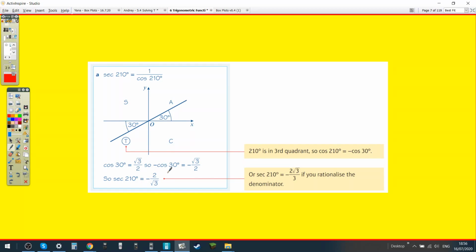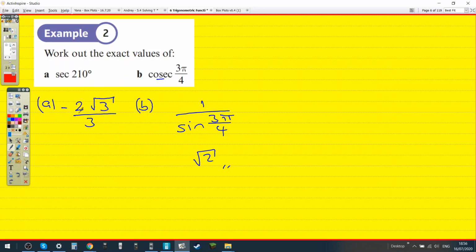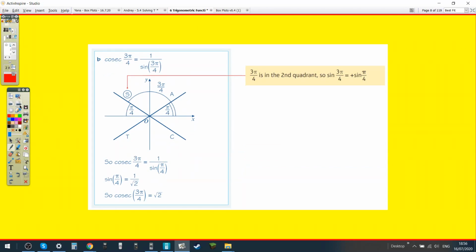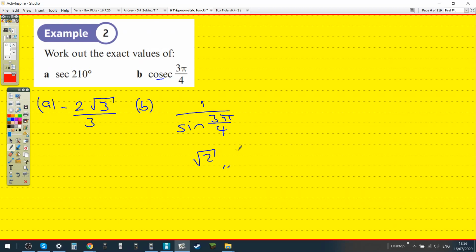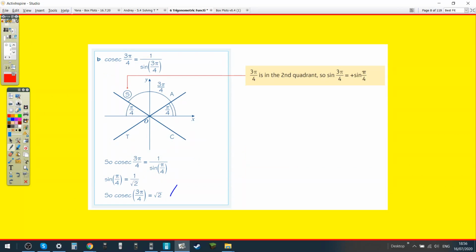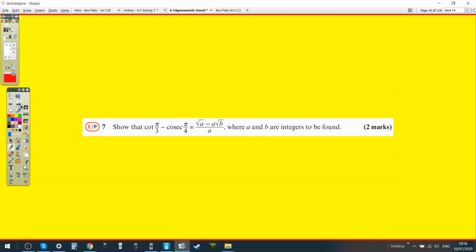They had minus 2 over root 3. Ours is the same thing, just rationalized: minus 2 root 3 over 3. Part B is root 2. Great. Any questions? No. Part A is correct, it's just ours is rationalized. Ours is a bit better, I'd say.